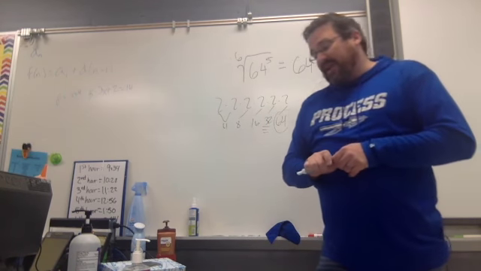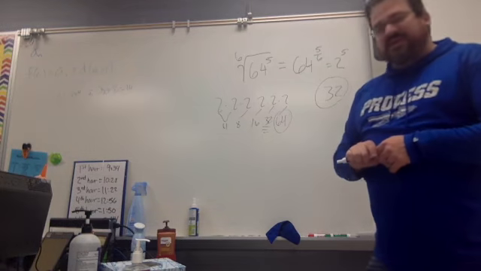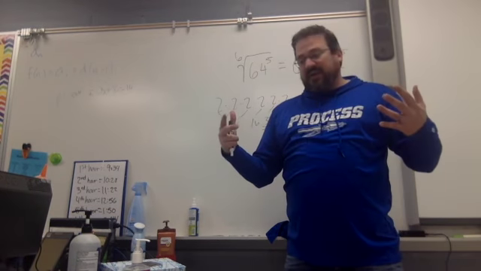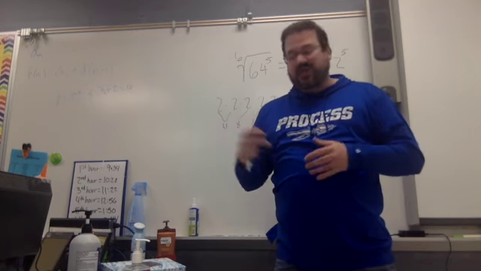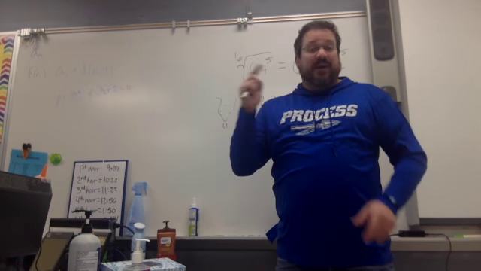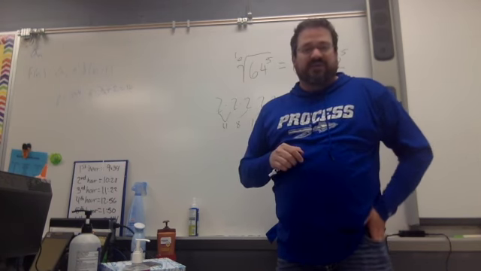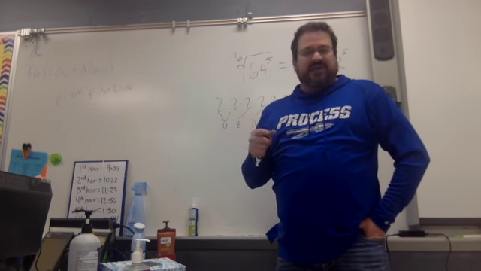Numbers 9, 10, and 11. All we're doing, that's going back and reviewing the properties. So when I multiply them, that's when I add the exponents. When I divide them, I subtract the exponents. And when I take a power to a power, I multiply those numbers, those exponents, to get me my answer. So that's how you'll do those.